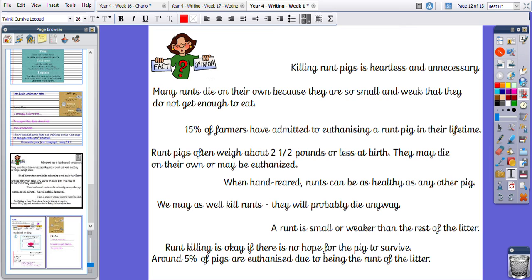Okay, so today you should have written your introductory paragraph and you are now going to write your second paragraph. So 2 paragraphs of writing today, please, Year 4.